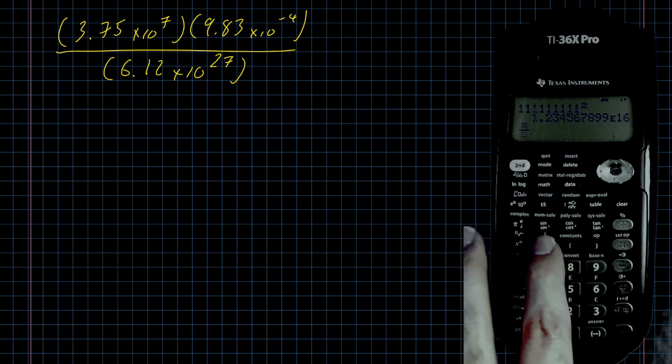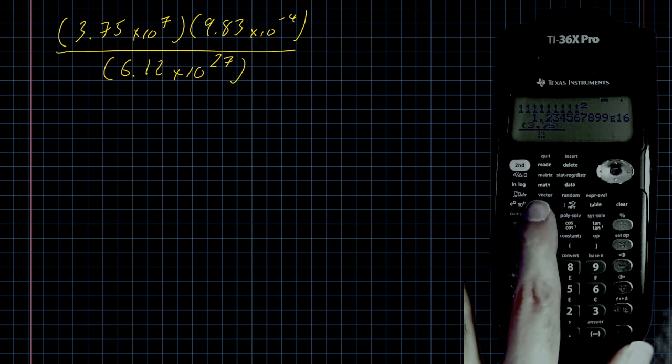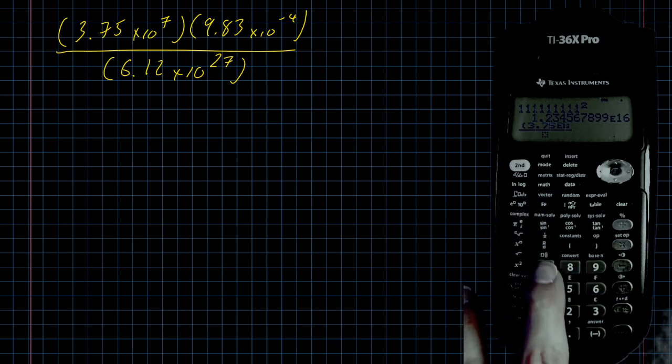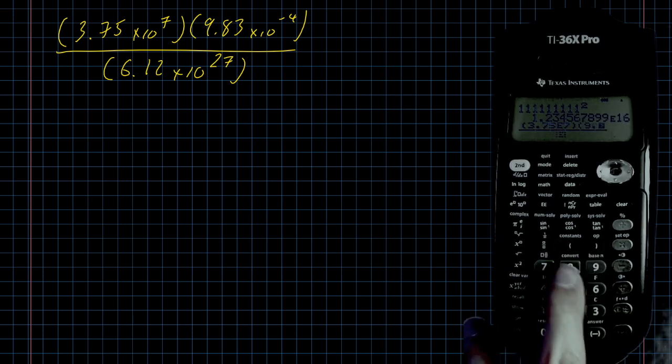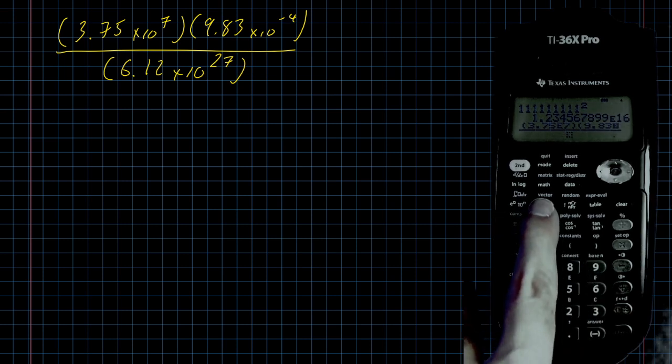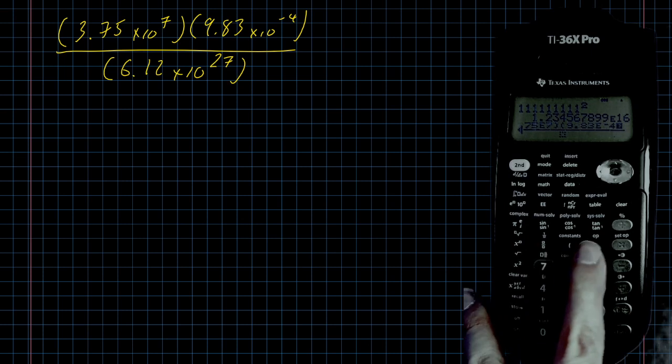Anyway, I've got a fraction. I've got 3.75 times 10 to the power. I use E to represent times 10 to the power. I type in 7. Then I've got 9.83. I use E to mean times 10 to the power, and my power in this case is negative 4.